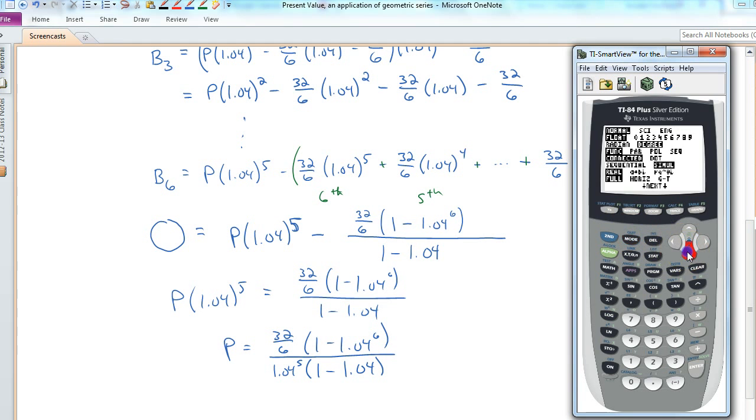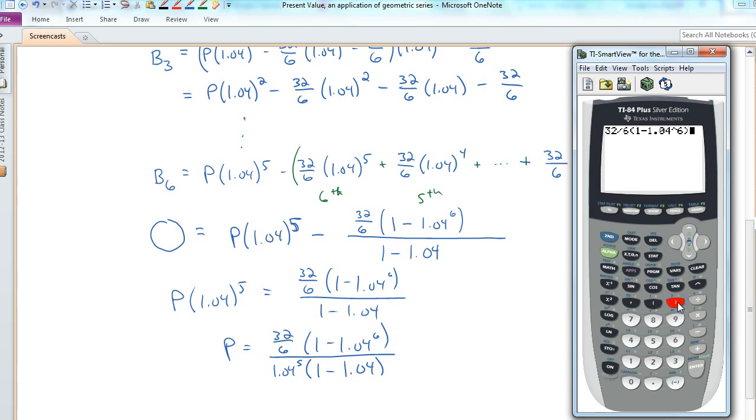Sorry, I believe I'm in some kind of fancy mode here. Turn that off. Okay, let's try this again. 32 divided by 6 times 1 minus 1.04 raised to the 6th. That's it.